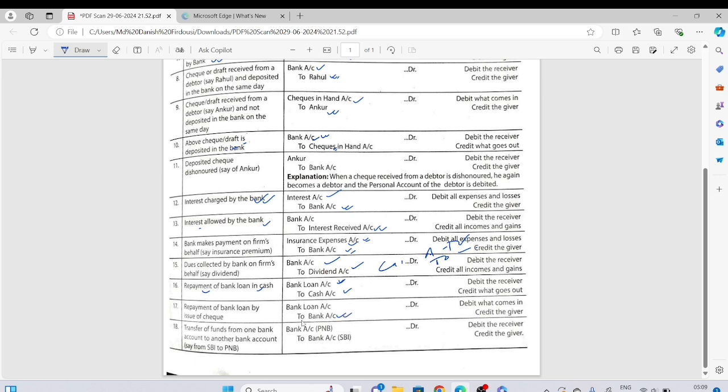Transferred fund from one bank account to another bank account. Suppose you have an account in SBI, and now you are transferring the amount to PNB bank. At the time what entry will you pass? Here the bank that will receive the amount will be debit, and the bank that will give the amount will be credit. So one bank account will be debit and one bank account will be credit. So these are the entries related to the banking transactions.